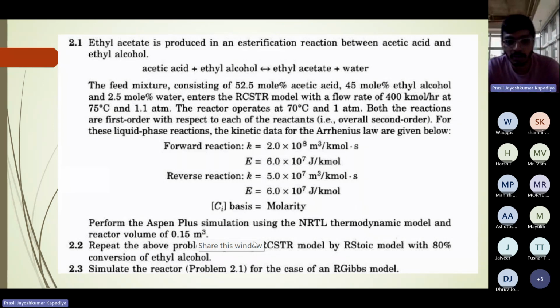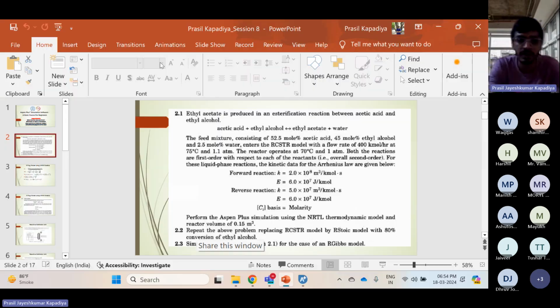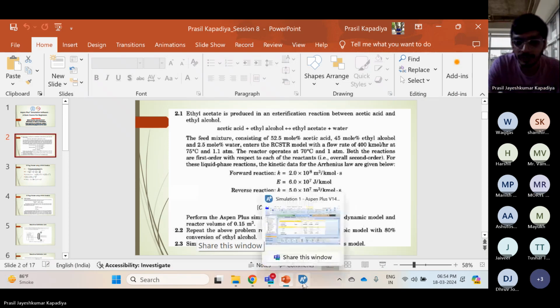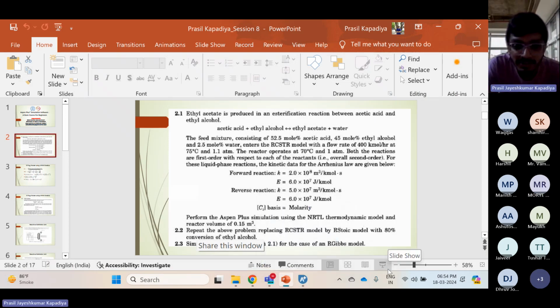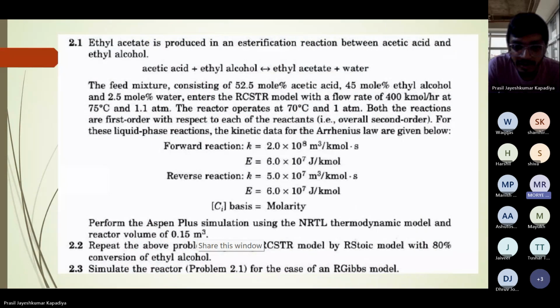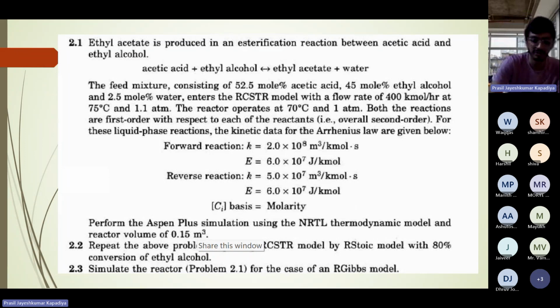Then we will be repeating this problem. Okay, here there is one issue. It's not RCSTR here, it should be RPFR. So we'll be repeating this problem for the RPFR model and RStoic. Okay, so let's do one thing. First, let's do it with RCSTR, then go to RPFR, then RStoic and RGibbs. Sorry, Vaishnav, I wanted the screenshot, so can you show the last? Okay, just do it. Let me know once you are done.